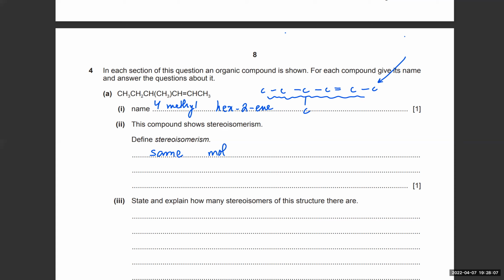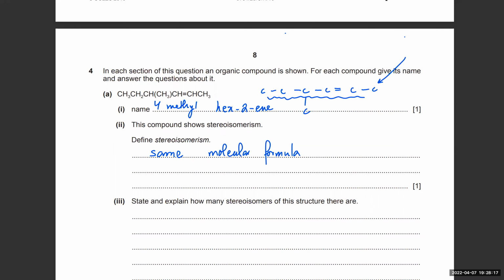So they have the same molecular formula. They also have the same structural formula as well, but are arranged in different ways. Exactly. So basically the atoms are arranged with a different three-dimensional representation, a different three-dimensional orientation of the bonds.